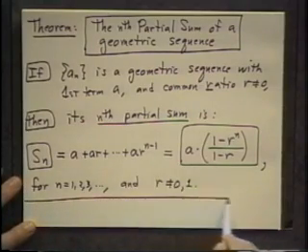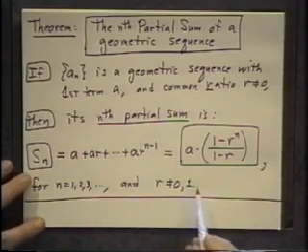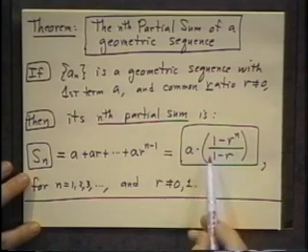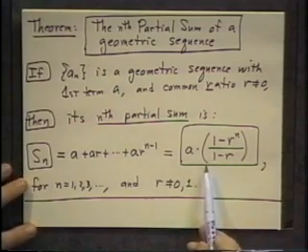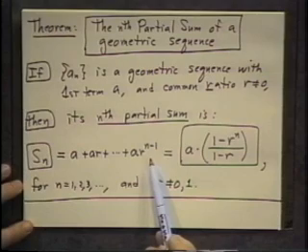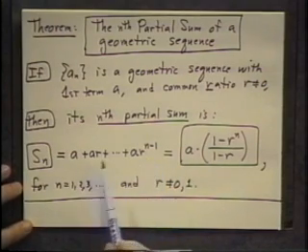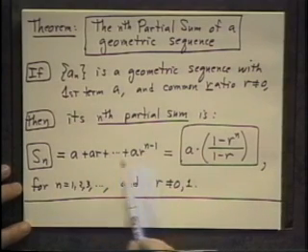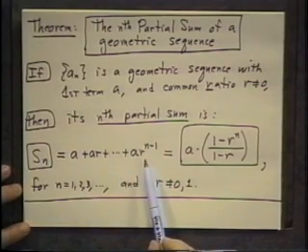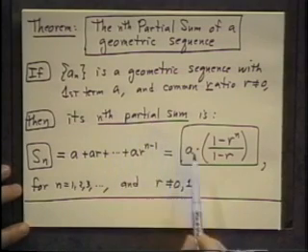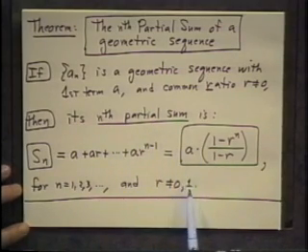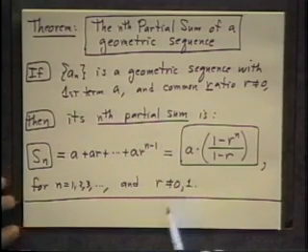Now is that a real problem? No, it's not. If we eliminate 1, the formula doesn't work for 1. However, if we wanted to add up the partial sums, the partial sum would be easy, because if r is 1, we just have a plus a plus a plus a, n times, so we have n times a. So we don't need this nice formula in the case that r is equal to 1. So that's really not a loss.